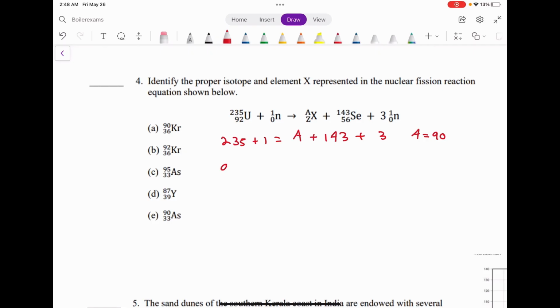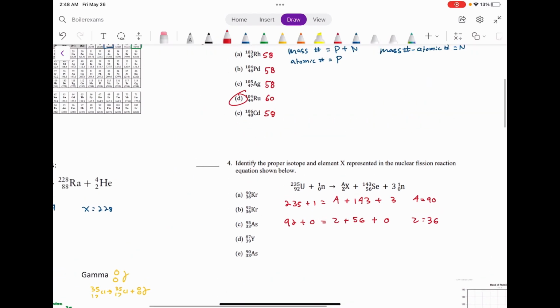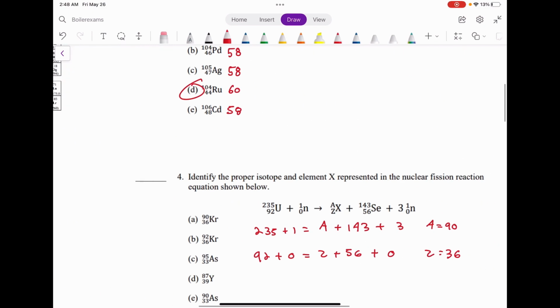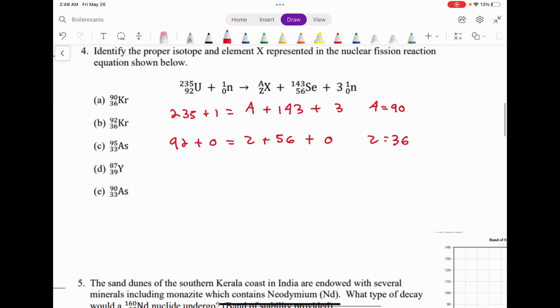And then if we do the next row, 92 plus 0 equals Z plus 56 plus 3 times 0. 3 times 0 is just 0. And then Z equals 92 minus 56, which is 36. So Z is our atomic number, and 36, if we look at our periodic table, corresponds to krypton. How fun. Okay, so we have 90 and 36 krypton, which looks like A.